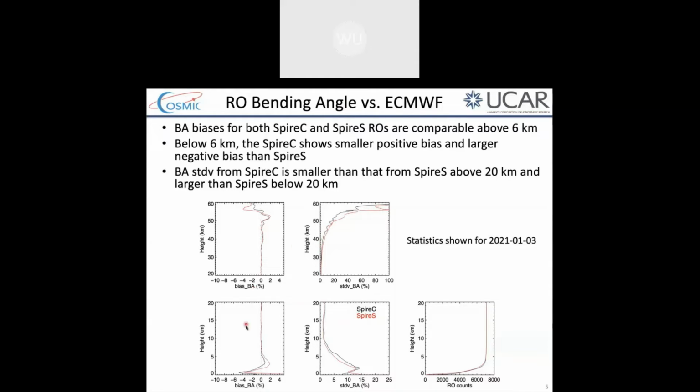That's up high, so above 35 or so kilometers, that starts to become more and more apparent. Then the bottom panel is again bias on the left and standard deviation on the right, and this is just for 20 kilometers and below. We can see maybe a little bit lower bias here between 3 and 6 kilometers or so, but a little bit higher standard deviation in a similar range. And then the counts are over here. This is 1 day, so it's not the full month.